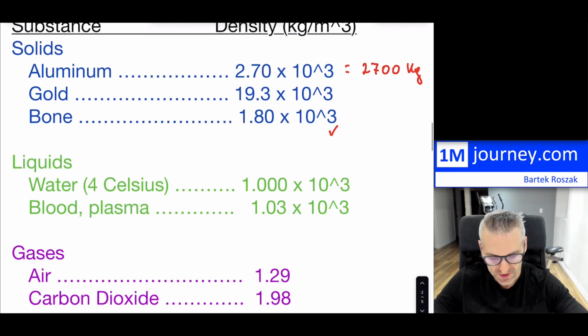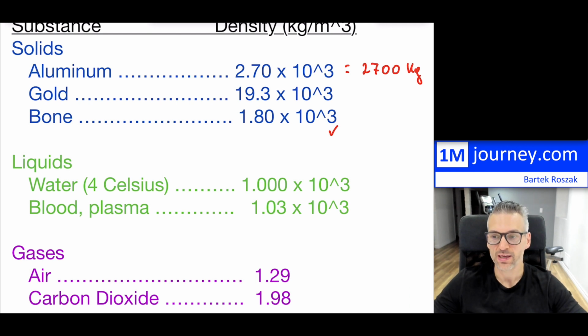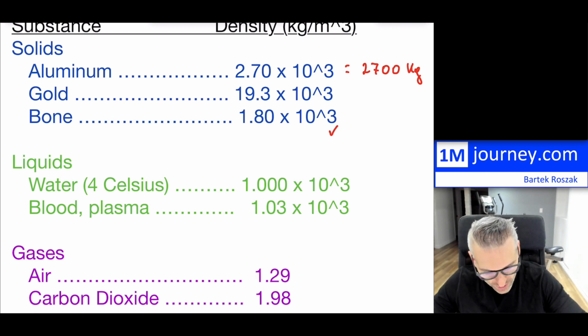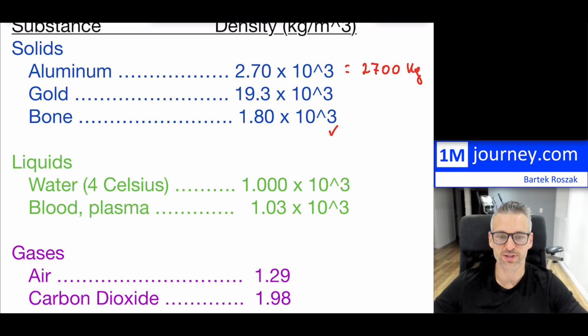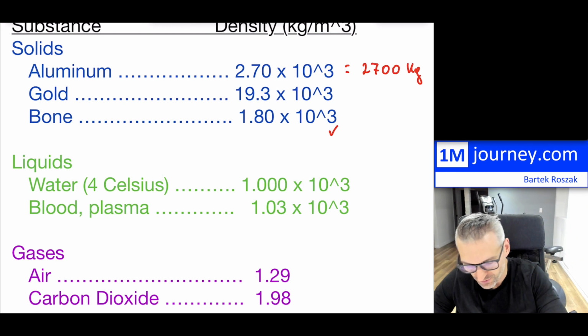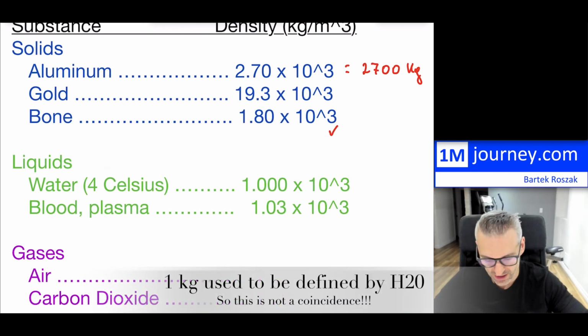So you have all of these, right? And notice that they're all 10 to the 3. Then you have a couple of liquids. Notice the liquids are definitely less than the solids, but that's not always the case, all right? So don't think that that's always true. That's not something that you may run into here. Now, water is just 1, and notice it's a perfect 1.000 times 10 to the 3, but this is at 4 degrees Celsius. Notice that human blood plasma is a little bit more dense than water itself. It's 1.03 times 10 to the 3, okay?